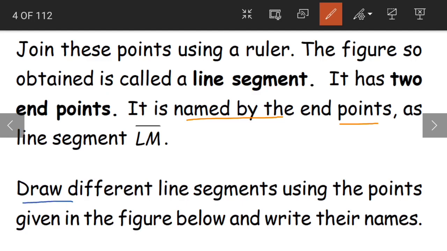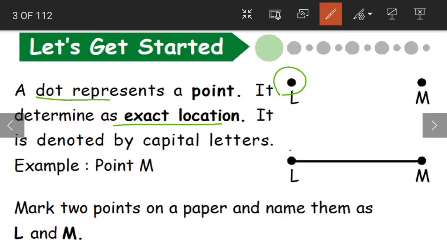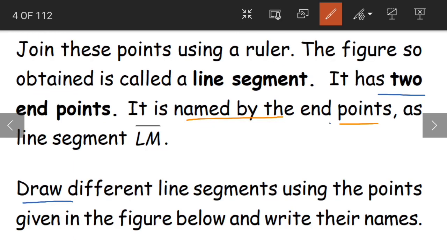So this is all about line segments. What is a line segment? It has two endpoints. See, a line segment has two endpoints. And how do we write the name of the line segment, children? It is named by the endpoints, and we have to draw this line compulsorily to denote that we are writing the name of a line segment. It is not just LM, it is line segment LM. Okay.